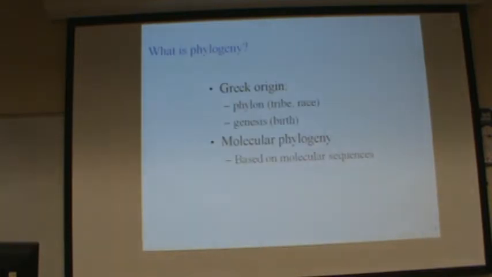So, phylogeny. Phylo actually means tribe in Greek. The last part, the J and Y, seem to come from the genesis of verse in Greek. So basically we're trying to use molecular sequences to infer how different species are organized.